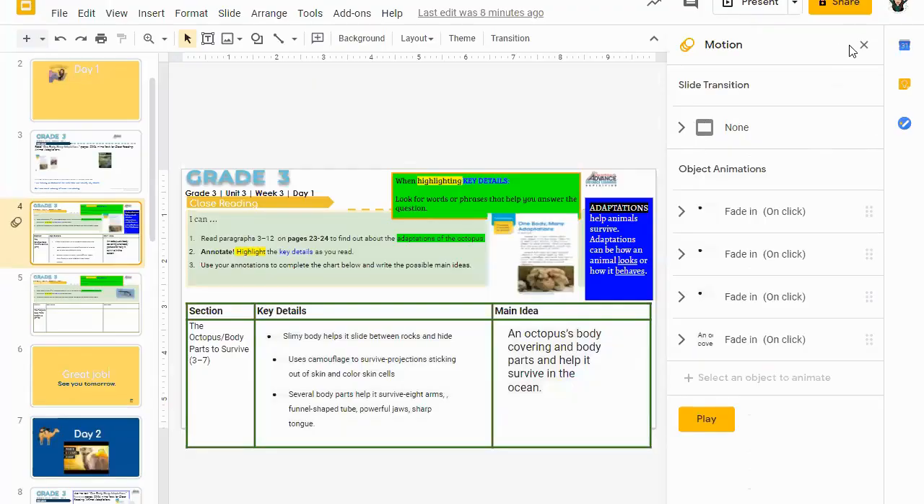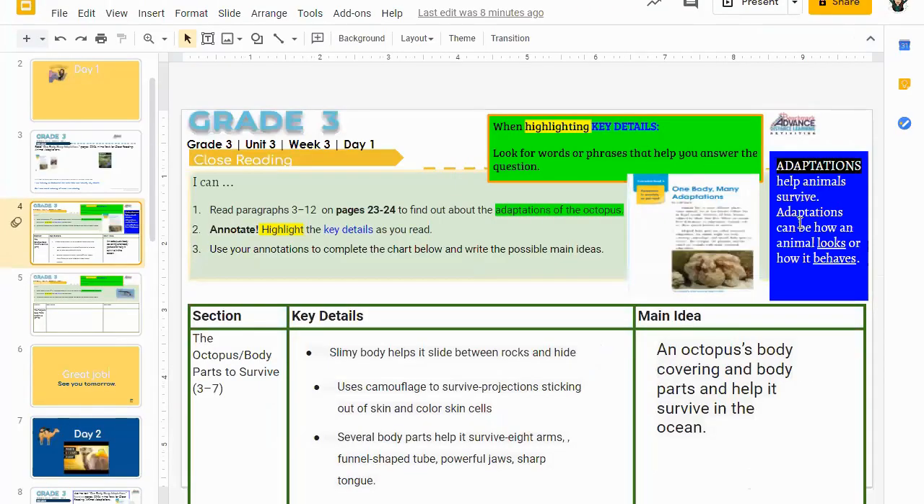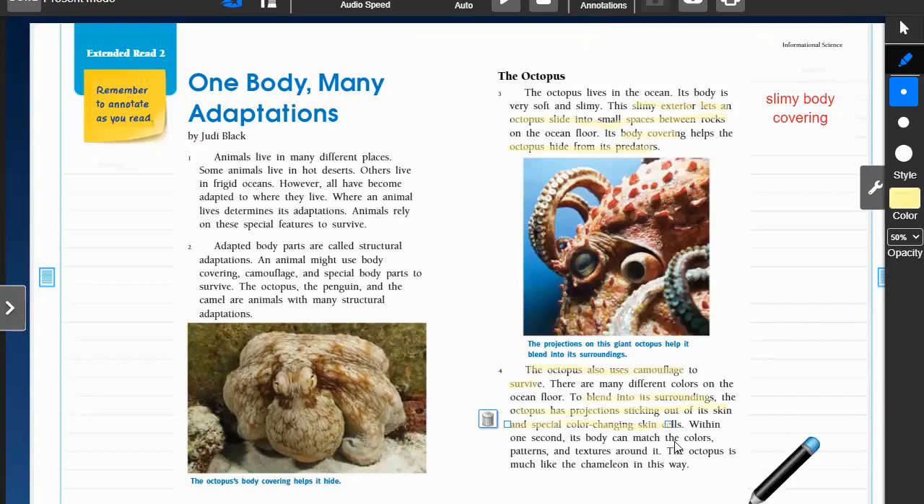So remember we said that an adaptation can be how an animal looks, like a body part, or how it behaves. That one here, it's both, right? The projections are part of its body, but its ability to change color, that's a behavior. So that's super important. That's like a 2-in-1 adaptation.